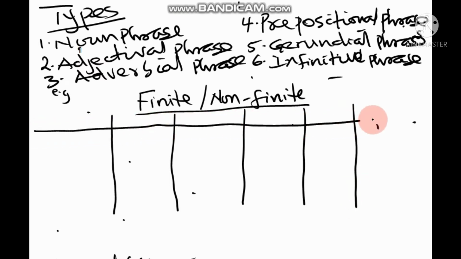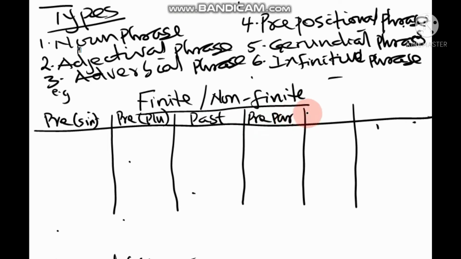So we are going to call this place our present tense, but it is singular. We'll call this place present tense, but plural. Let's call this place our past tense, this our present participle, this our past participle, and this our infinitive. Now take note, how do we form infinitives? Infinitives are formed by to plus verb. So anytime you have to plus verb, that verb automatically becomes an infinitive verb.